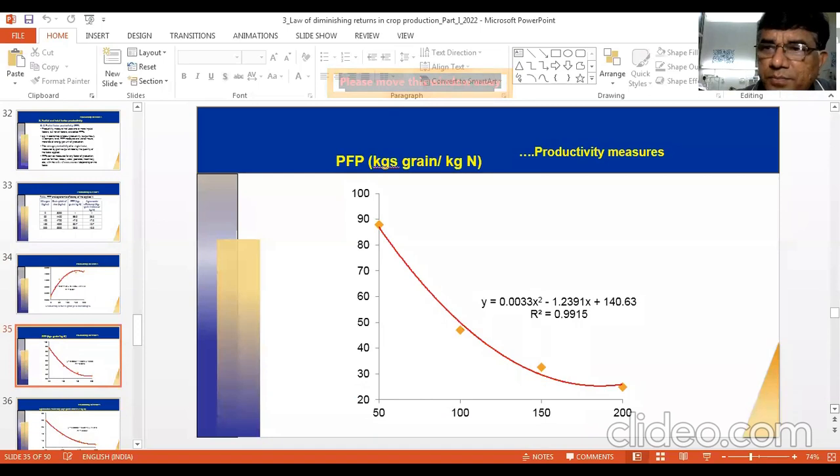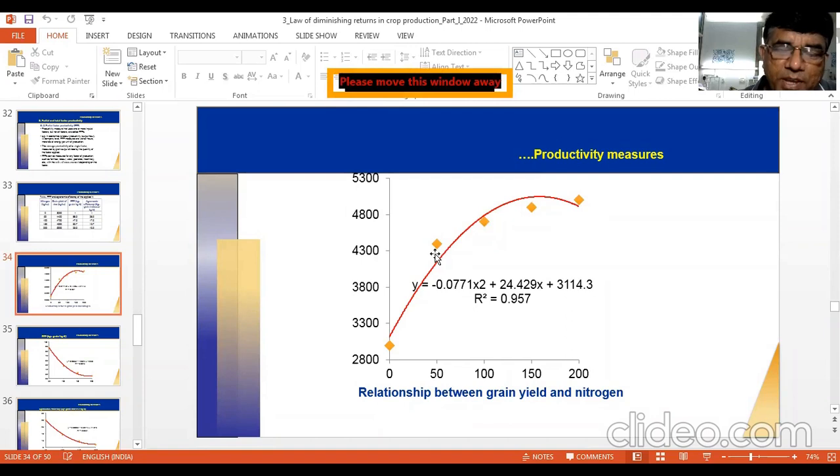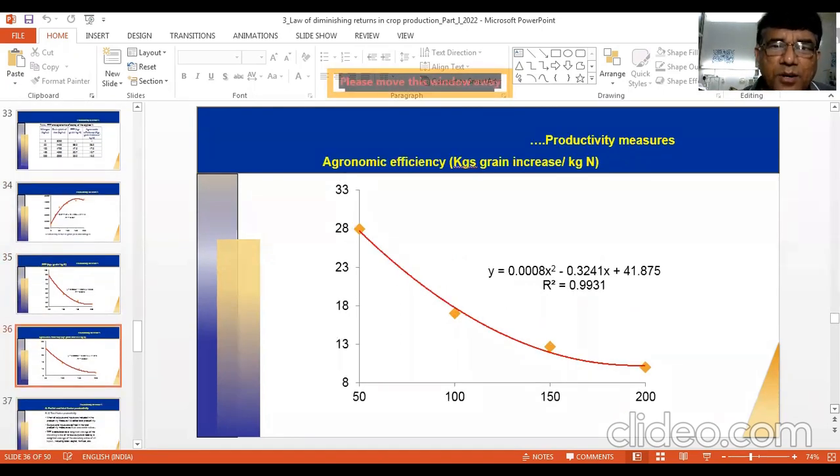So you can see here, this is the relationship between grain yield and nitrogen. On the x-axis, you have nitrogen, 50, 100, and so on. On the y-axis, you have yield. So this is the relationship between input and output. Input is fertilizer, and it is showing a partial factor productivity. Similarly, you can see kilogram grain per kg nitrogen. On the x-axis, you have nitrogen rate. On the y-axis, you have kg grain produced by 100 kg nitrogen, 150 kg nitrogen. So you can see this is partial factor productivity. Agronomic efficiency is also a kind of partial factor productivity.